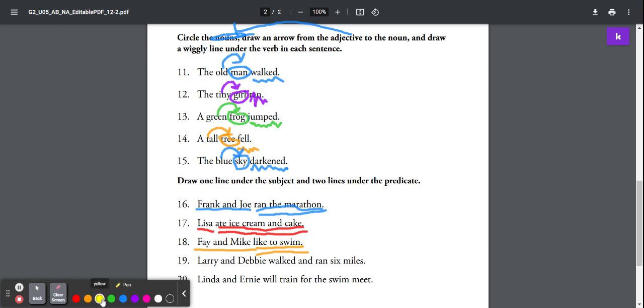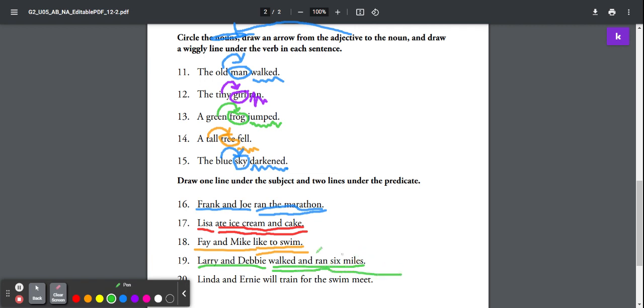My next sentence, Larry and Debbie walked and ran 6 miles. Who is the sentence about? Larry and Debbie. So compound subject. What did they do? Walked and ran 6 miles. So it's a compound predicate because they walked and ran 6 miles. So I do two lines under my predicate.